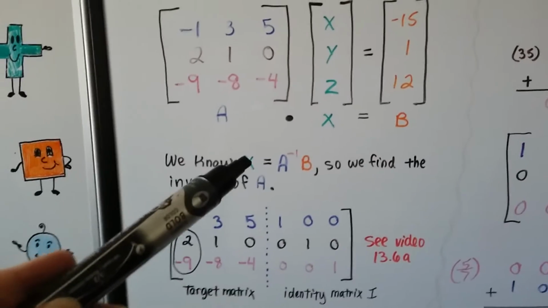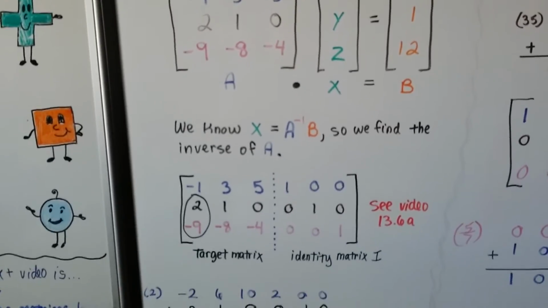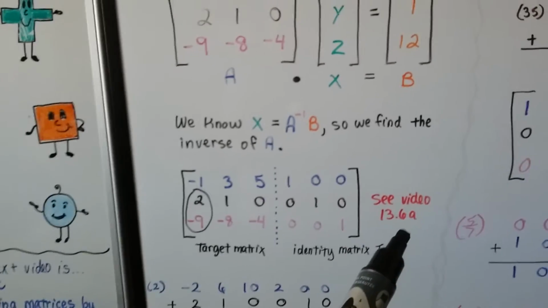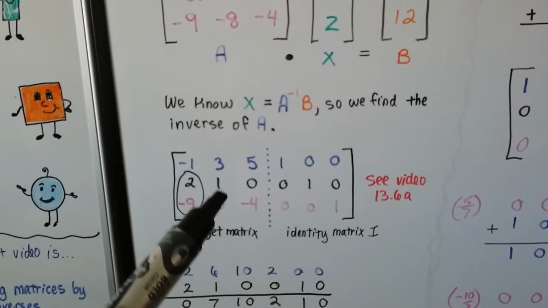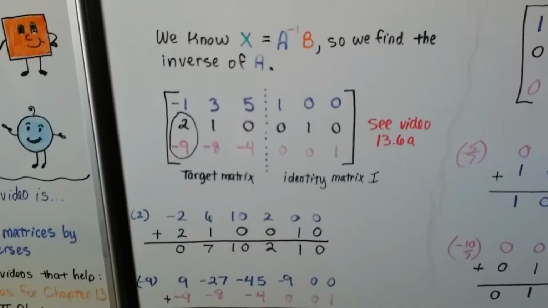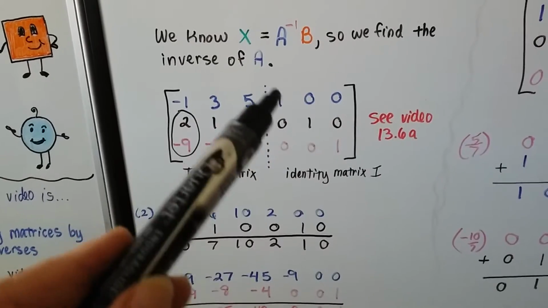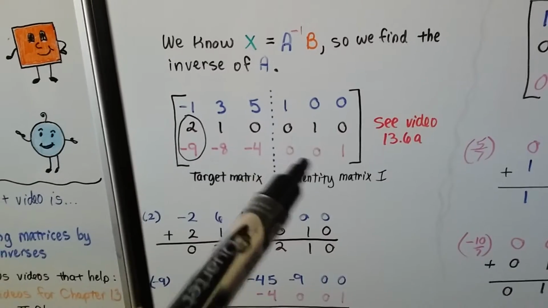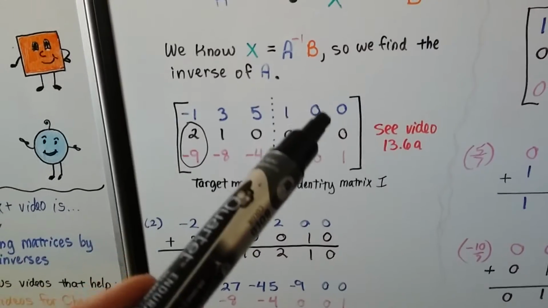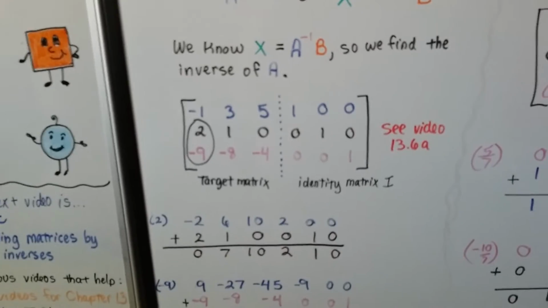We know that x equals the inverse of A times b. So we need to find the inverse of A. And if you saw the video right before this one, 13.6a, we did this. We did it with this target matrix and the identity matrix. And our goal is to get the identity that looks like this, with the 1s coming down on a diagonal, with 0s above and below it on this side. And what will happen is, once we do that, this will become the inverse, okay?